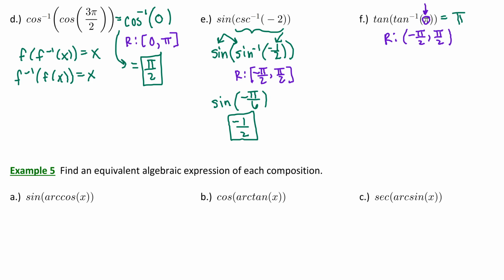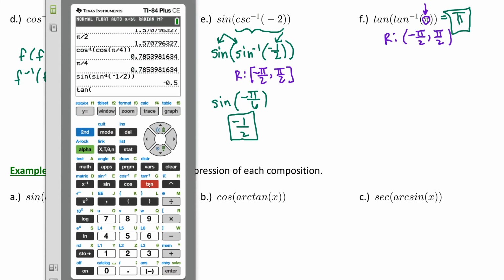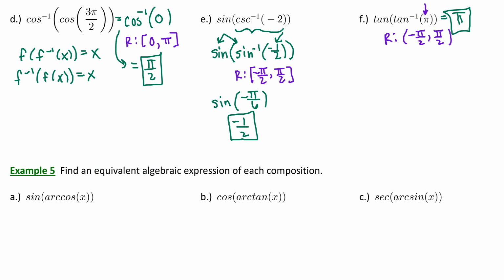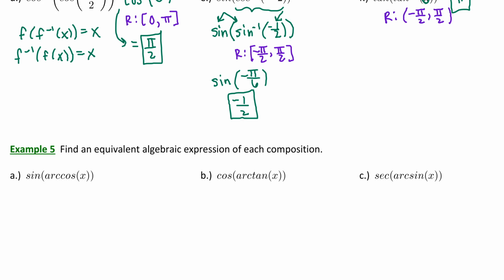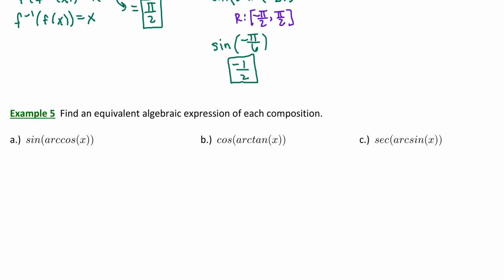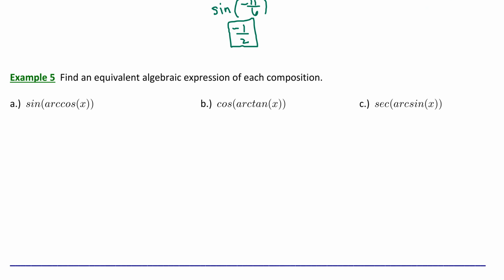Let's definitely verify that one with our calculator. Tangent of inverse tangent of pi gives us 3.1415, which of course is pi. So that one's tricky because, now really think about this, the input to an inverse function is a ratio, but it looks like an angle here. All right, let's take this one step further and evaluate these compositions algebraically.